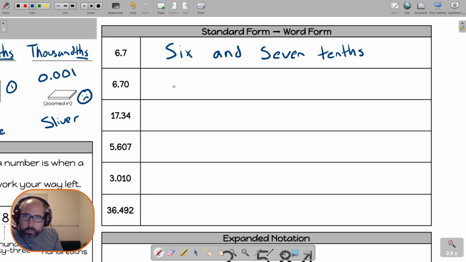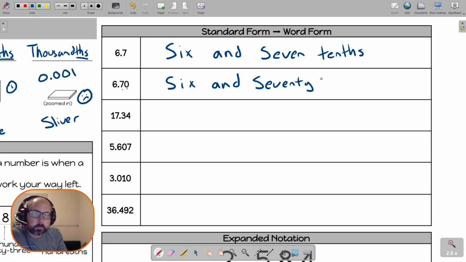So let's go ahead and look at the one directly below it. So we have 6. That's the only whole number I have. So it's going to start out the same. Have a decimal point and. Okay, now I have the number 70 on this side. Okay, and 70 goes out to the hundredths place, 1, 2 spots. So it's going to be 70 hundredths.